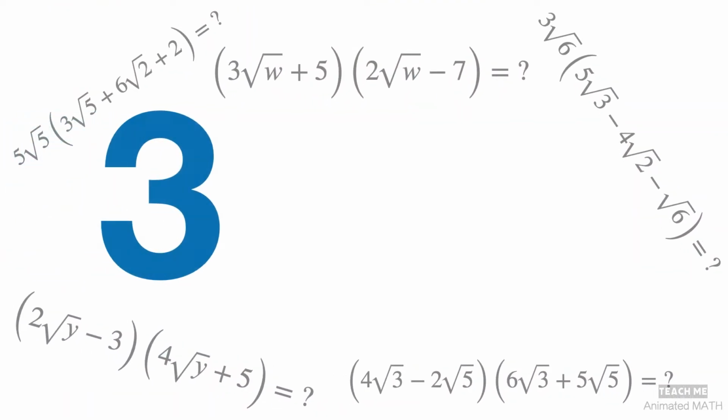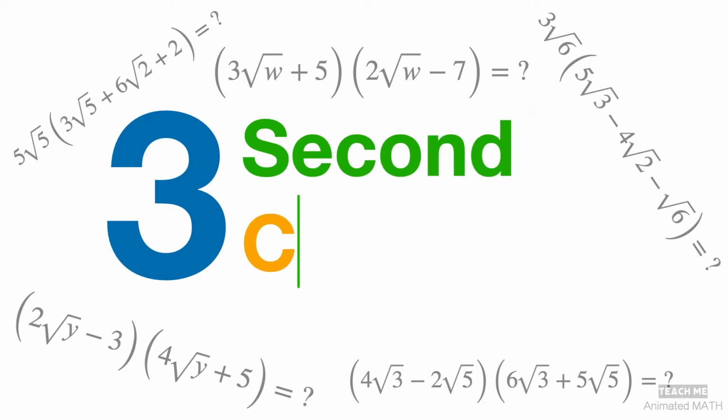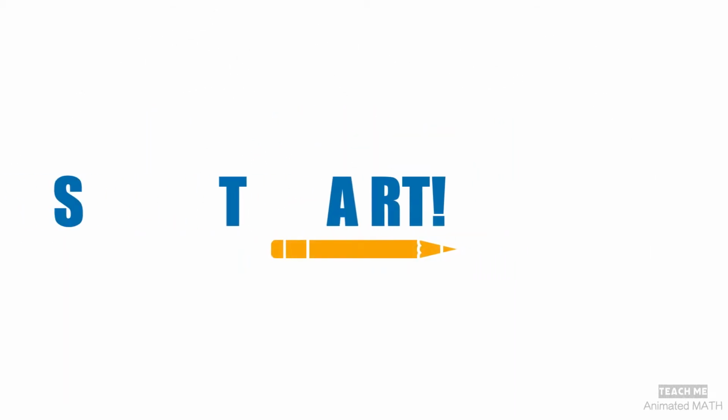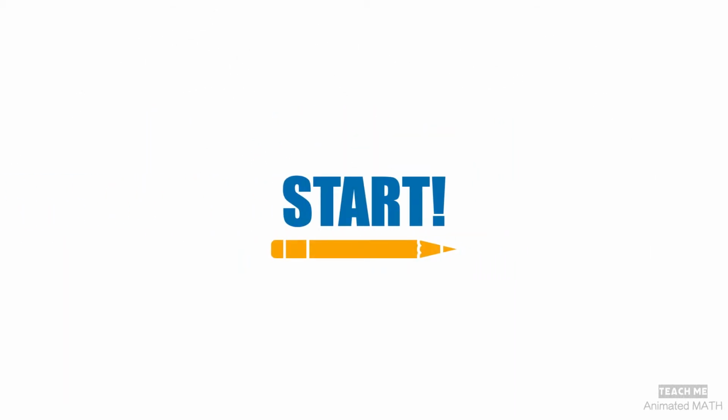There will be a 3-second countdown before I start solving each problem. You can pause the video to solve it on your own first, and then continue playing the video to see if you're correct. Alright. Let's start to multiply radical expressions involving multiple terms.